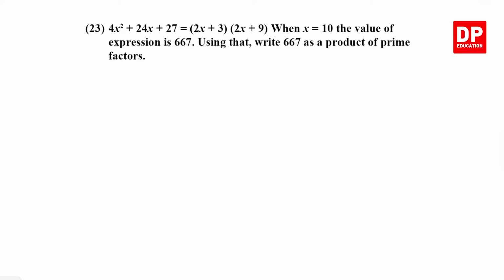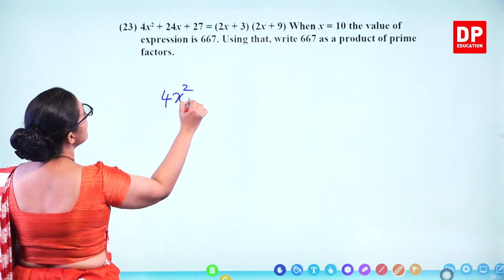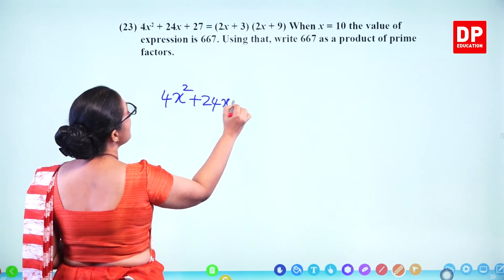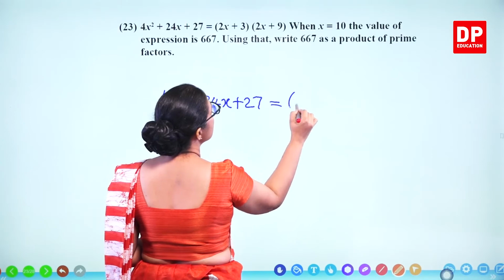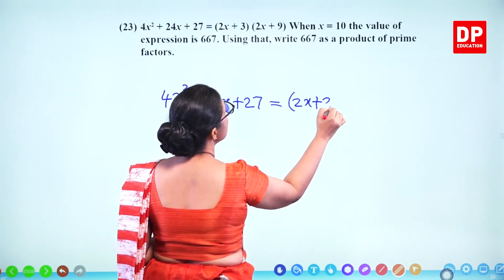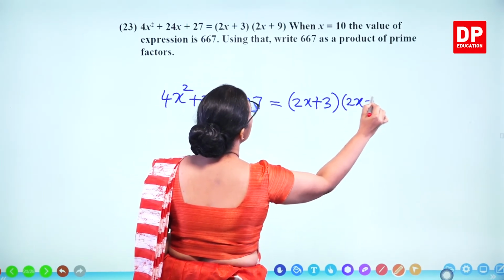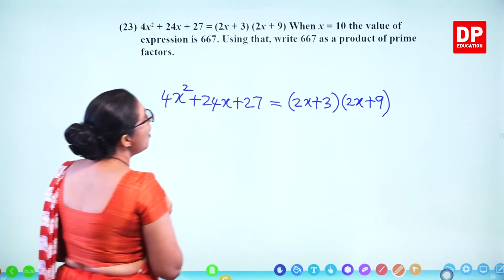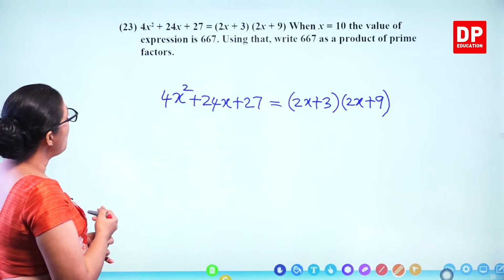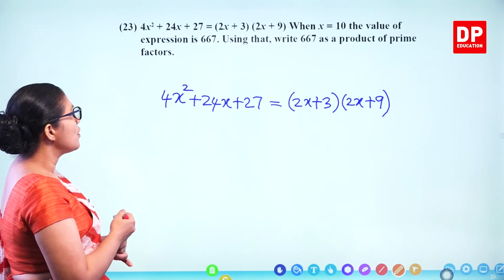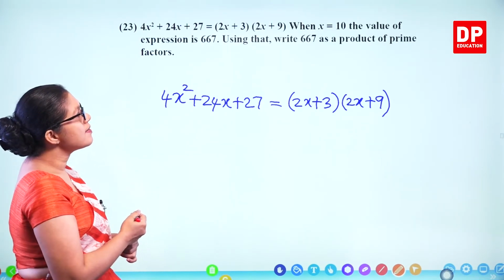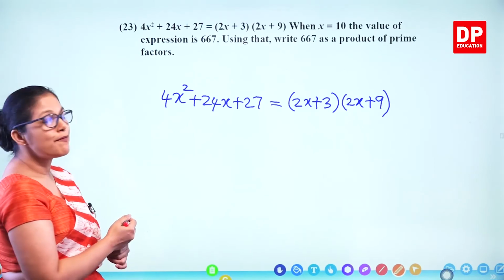Question number 23. 4x squared plus 24x plus 27 is equal to, factors are given, 2x plus 3 and 2x plus 9. When x equals 10, the value of the expression is 667. Using that, write 667 as a product of prime factors.